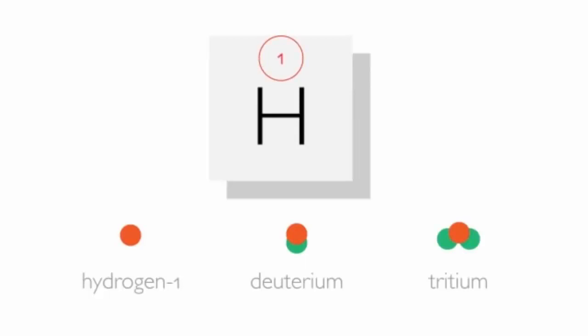Note that in each of these isotopes there is a single proton. This means that the element is unchanged, and that's the important point. It is still hydrogen and will react chemically in exactly the same way.